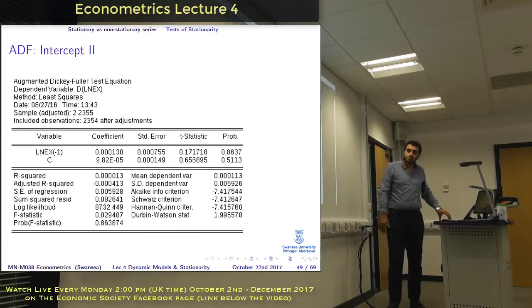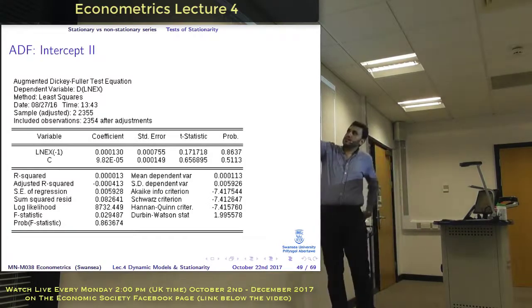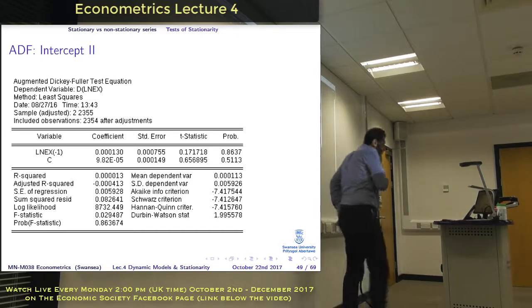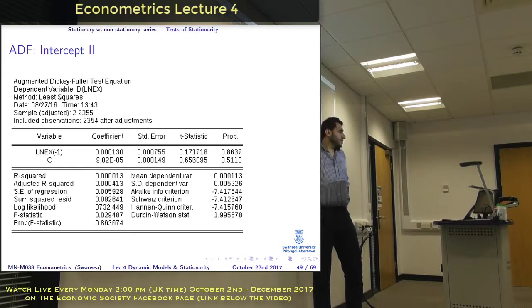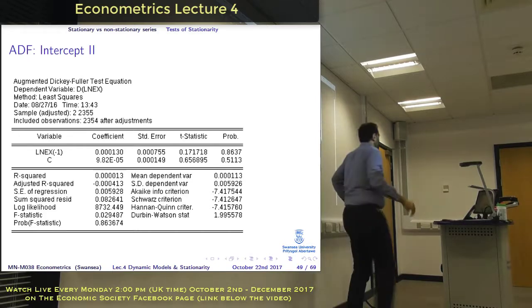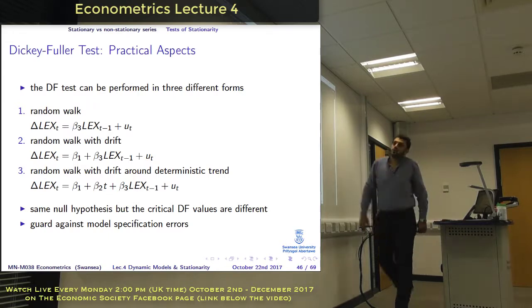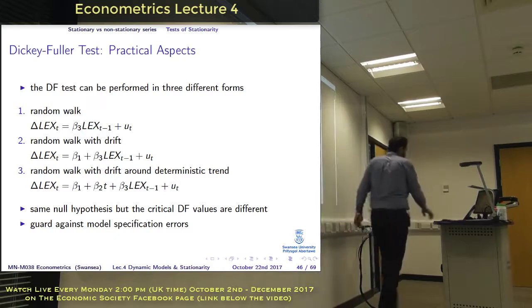Okay, so this is the second part. What we have on the left hand side is the first difference of the exchange rate, the log of the exchange rate, lnEX. And on the right hand side, we have lnEX in time t minus 1, plus we have a constant here. That's why this is the case, going back to this, where we have random walk with drift.